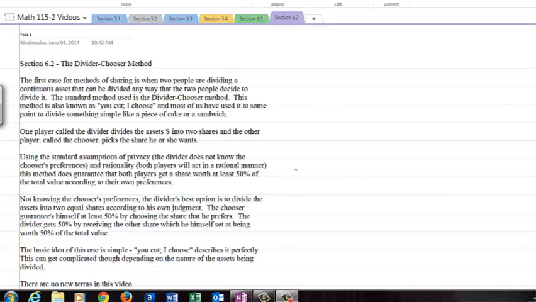This method does guarantee that both players get a share worth at least 50% of the total value according to their own preferences. Not knowing the chooser's preferences, the divider's best option is to divide the asset into two equal shares according to his own judgment. The chooser guarantees himself at least 50% by choosing the share that he prefers. The divider gets 50% by receiving the other share, which he himself set at being worth 50% of the total value. The basic idea of this one is simple. You cut, I choose describes it perfectly.